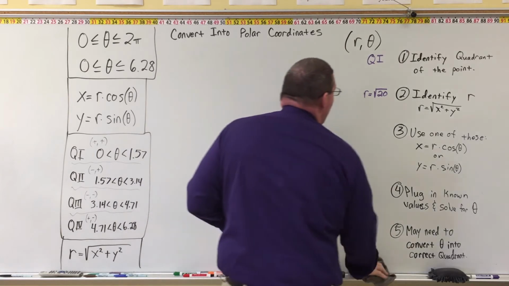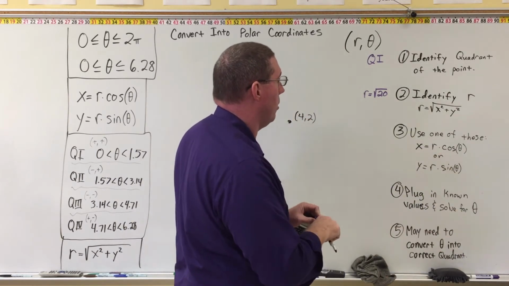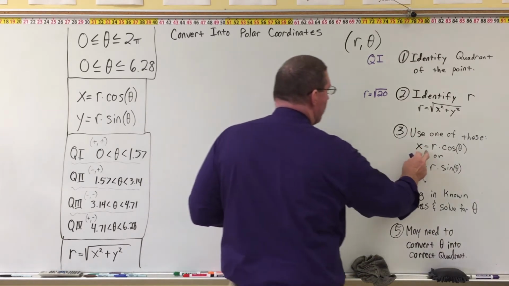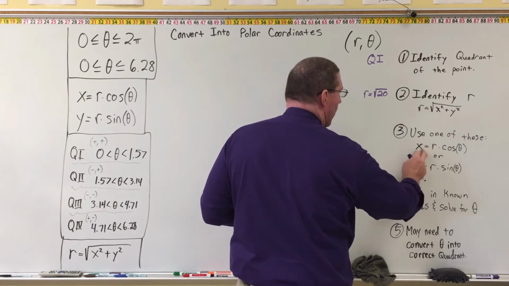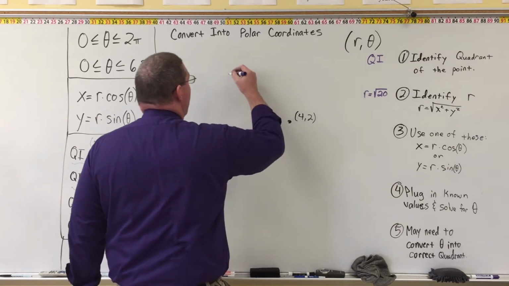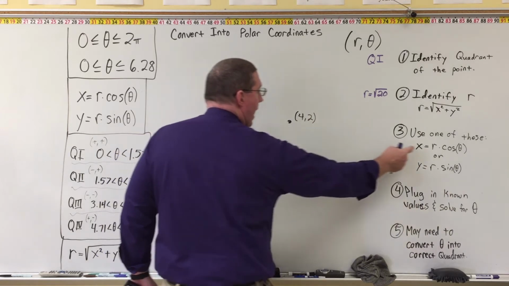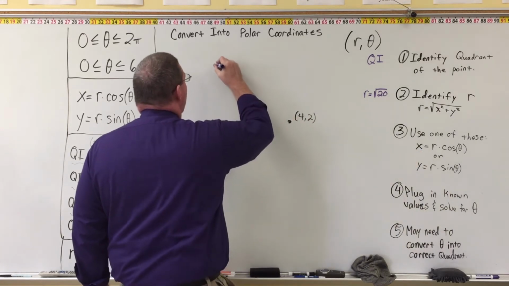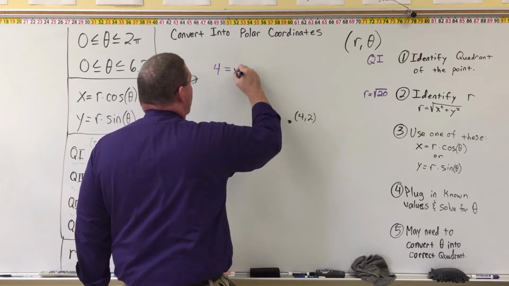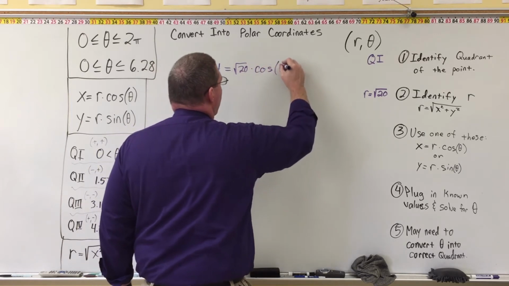All right, so the radius is the square root of 20, even though in the final answer we're going to put it in as a decimal. In our formula, we're going to put it in as the square root of 20. Now we're going to use either the x formula or the y formula. I'm going to use the x formula because I like the x formula. Then go to step 4, plug in the known values. For x, I'm going to put in 4. Then I'm going to have equals r, the square root of 20, times cosine of theta.